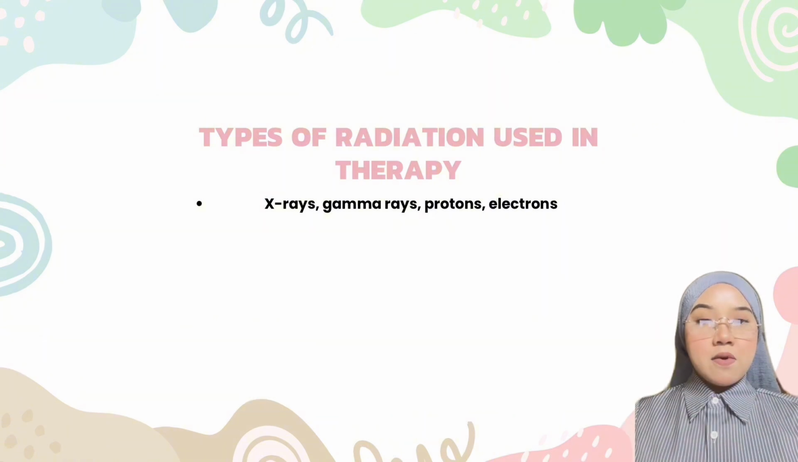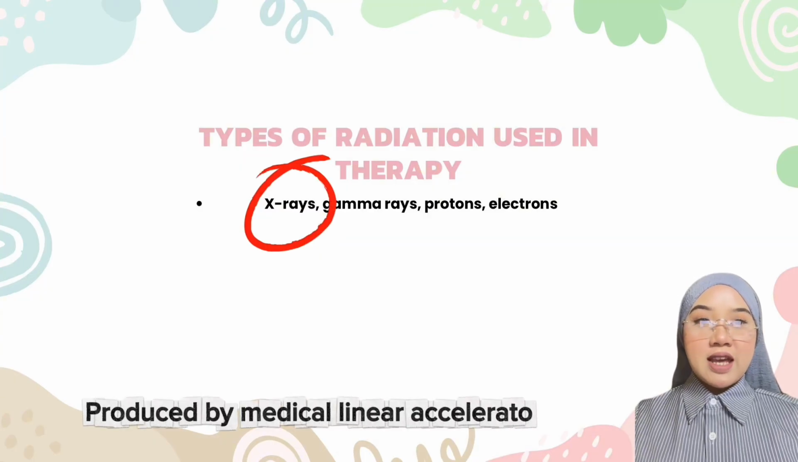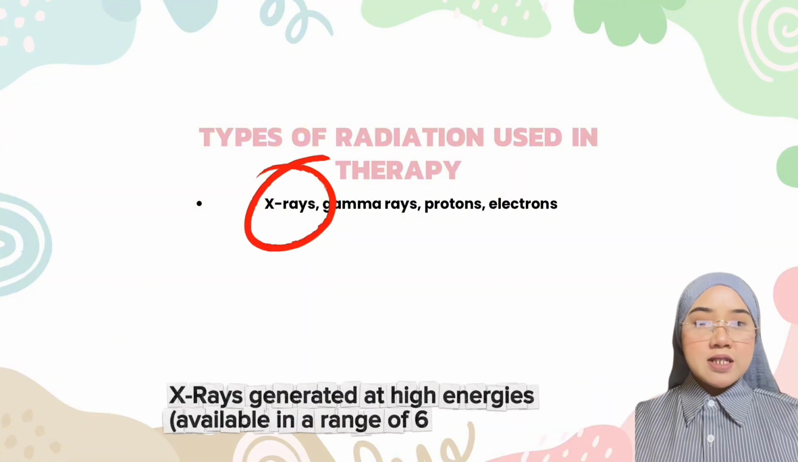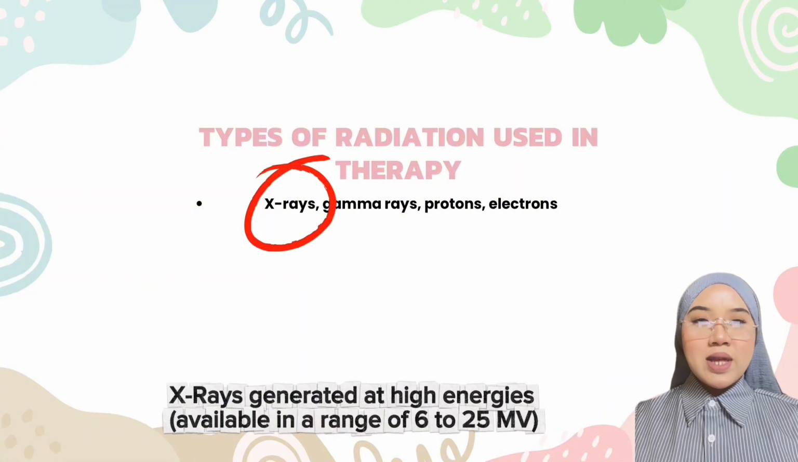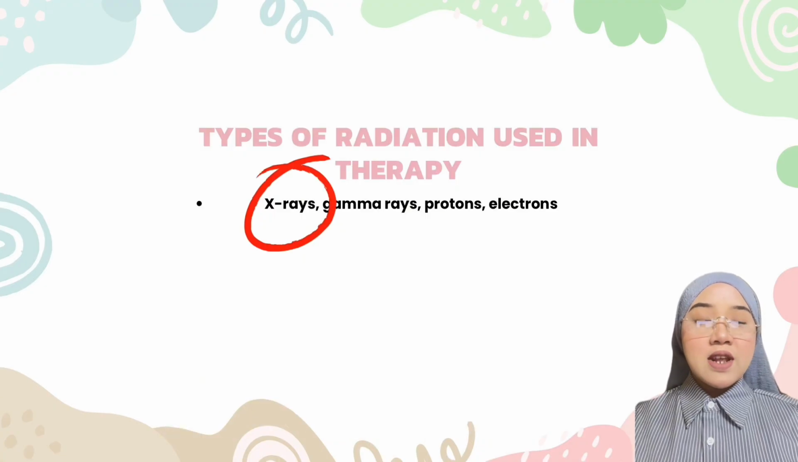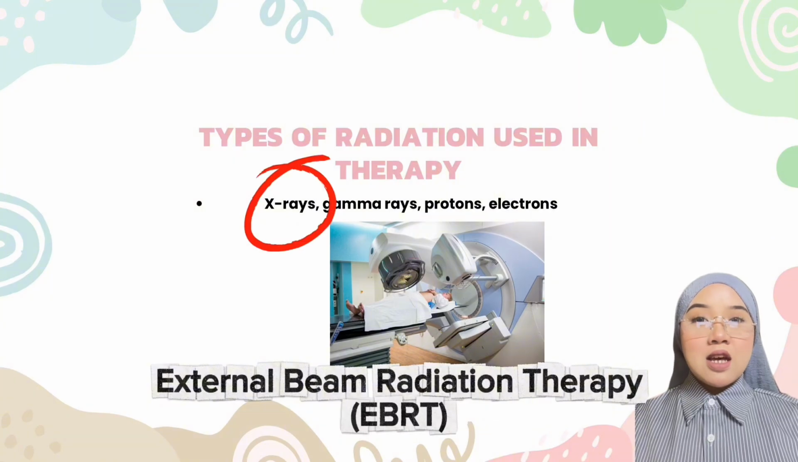The first type of radiation used is X-ray, which is photon, produced by medical linear accelerators, which is LINAC. X-rays generate high energy, available in a range of 6 to 25 MV, and are the form of radiation most used for delivering external beam radiation therapy, which is EBRT, to patients.